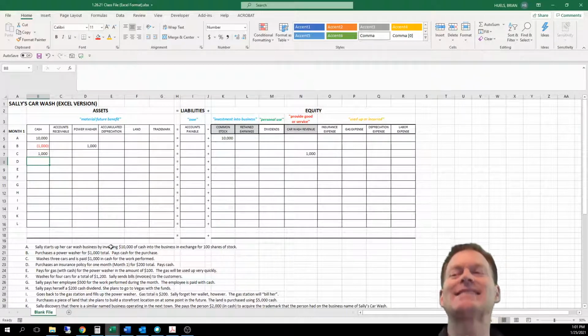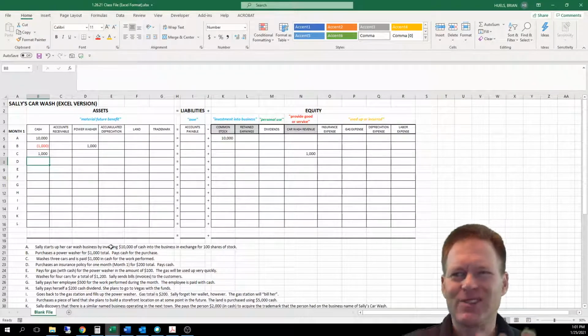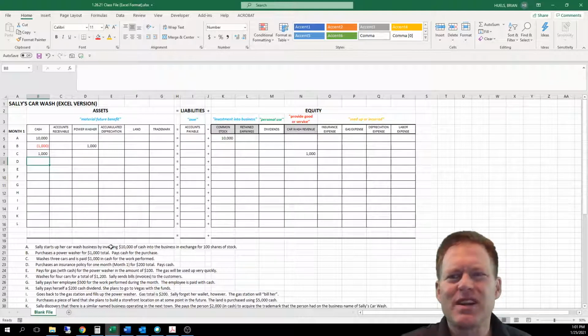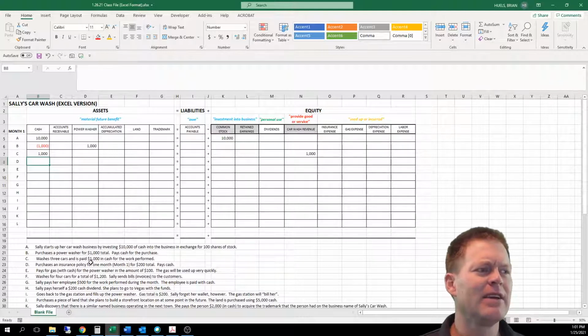Because there's really not a significant future benefit. It's only for this month. It's going to be used up really quick. Okay? So when we do this, $200, we can put that to insurance. Cash was paid.